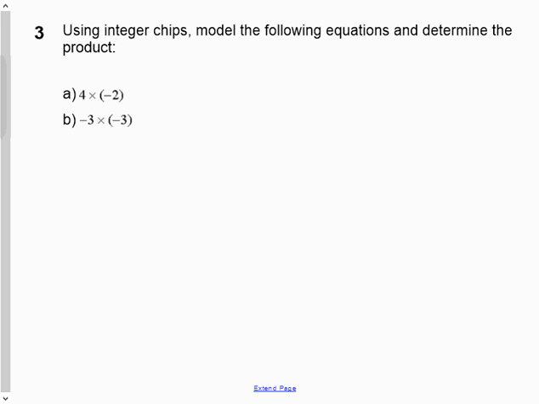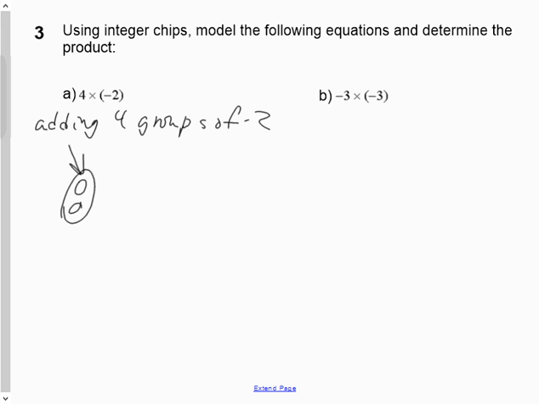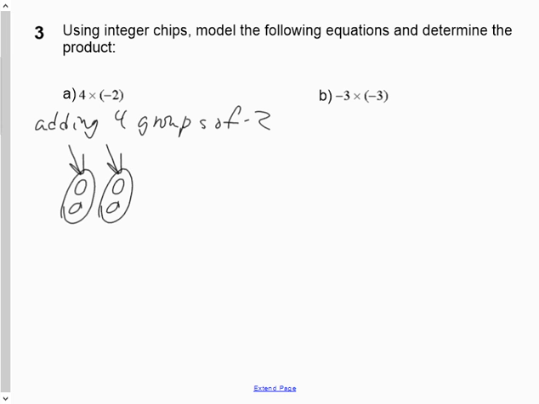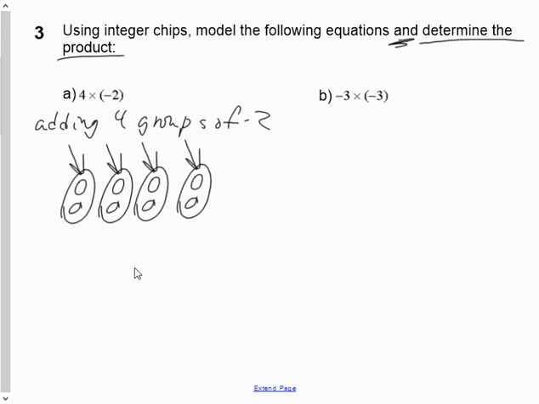Question 3 says using integer chips model each expression. Well, let me move this one over here because it's kind of in the way. So if I think about this being adding 4 groups of -2, then when I model it, there's a -2. I'm going to add 1 group of -2, and through the miracle of infinite cloning, there's adding 2 groups of -2, 3 groups of -2, and adding 4 groups of -2. But a lot of people miss this part, and determine the product. So what is its value? It's equal to -8. 1 point for drawing the picture, 1 point for putting equals -8.